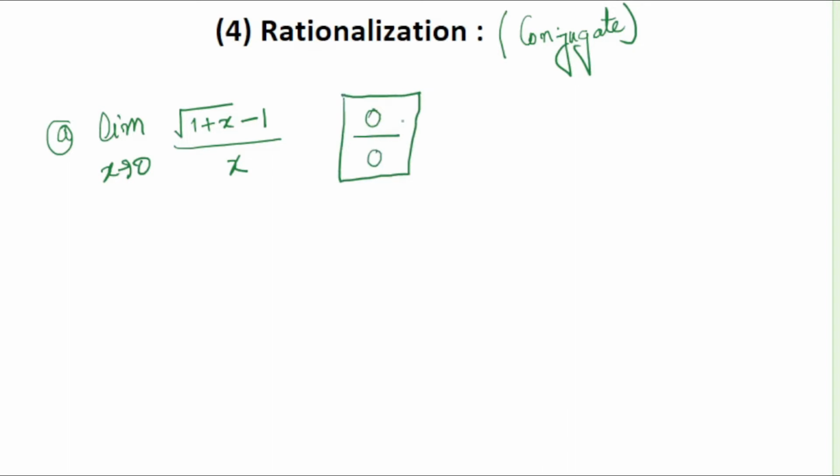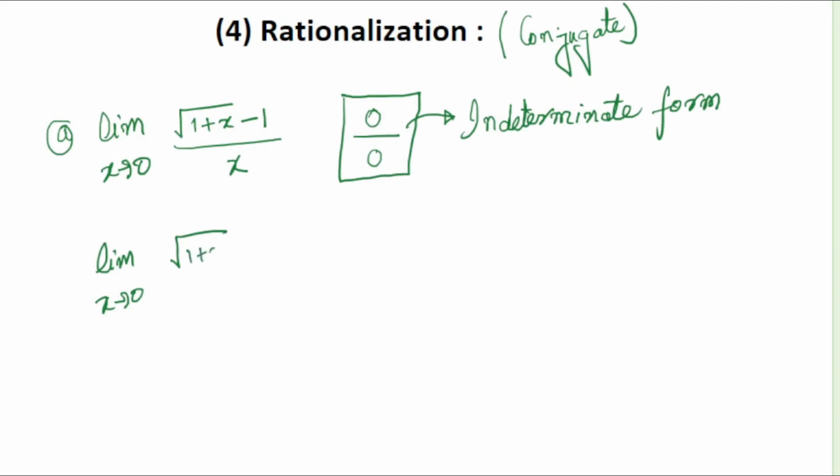We can use L'Hopital's rule because this is an indeterminate form, and we know L'Hopital's rule can be used for 0 by 0 form and infinity by infinity form. So yes, this is the indeterminate form. Let me write it again: limit x tends to 0 of the square root of 1 plus x minus 1, upon x.